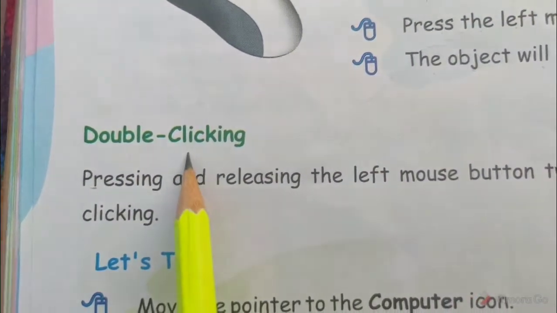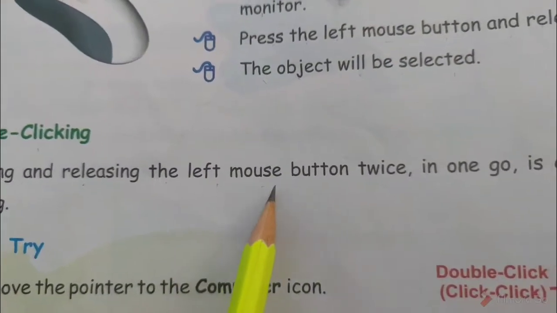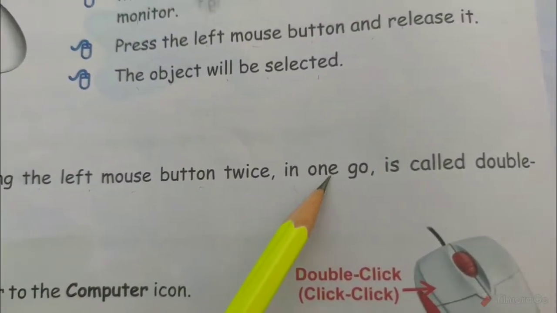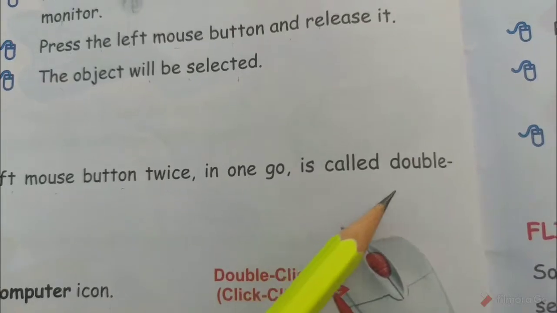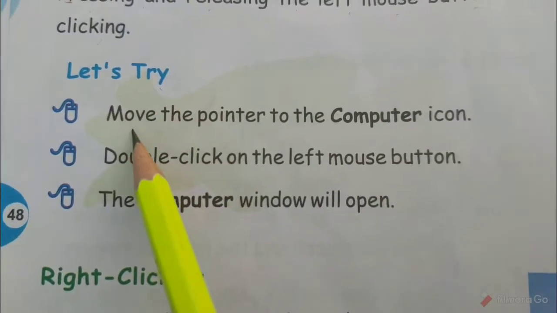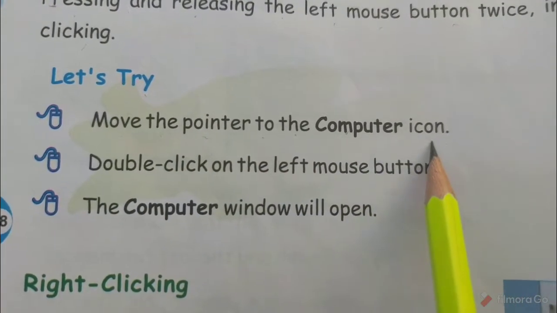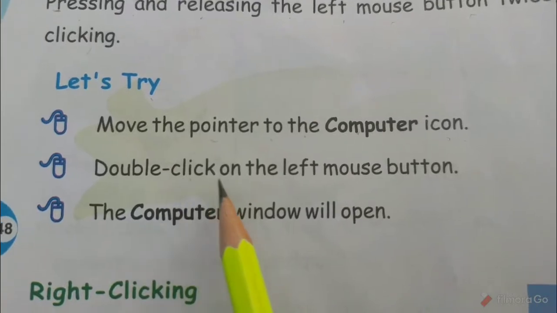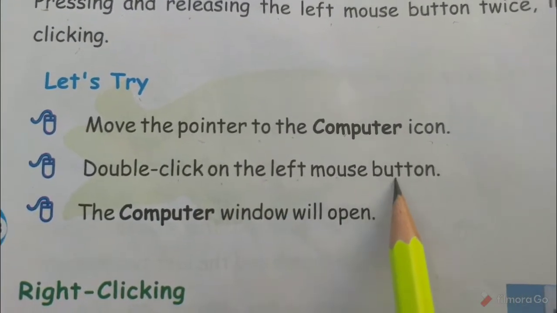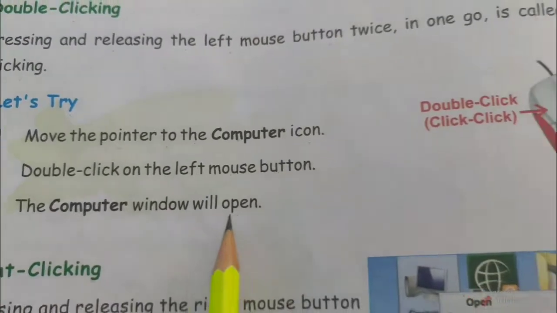Double clicking. Pressing and releasing the left mouse button twice in one go is called double clicking. Let's try. Move the pointer to the computer icon. Double click on the left mouse button. The computer window will open.